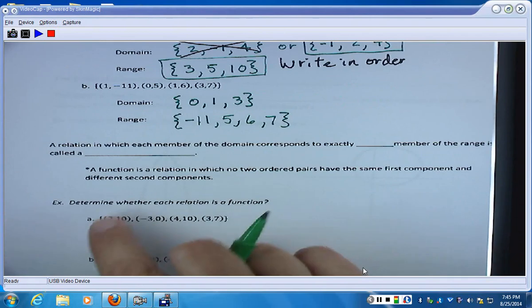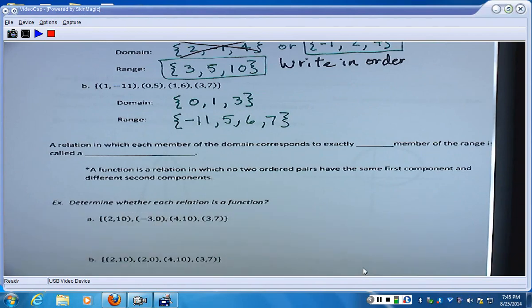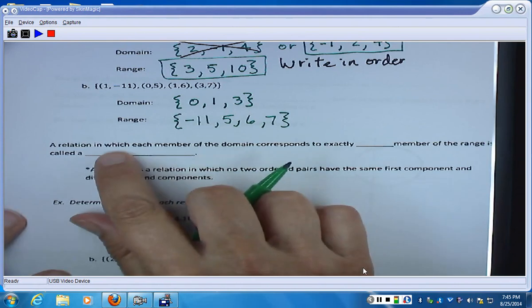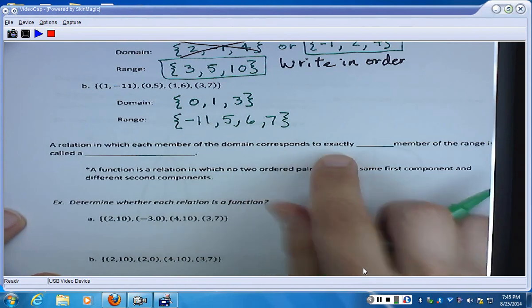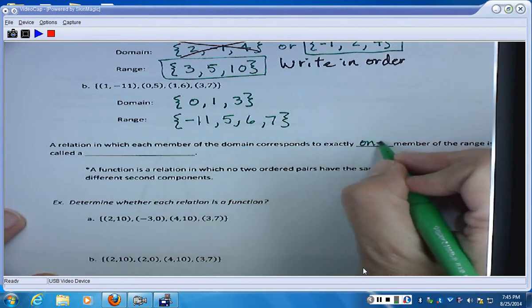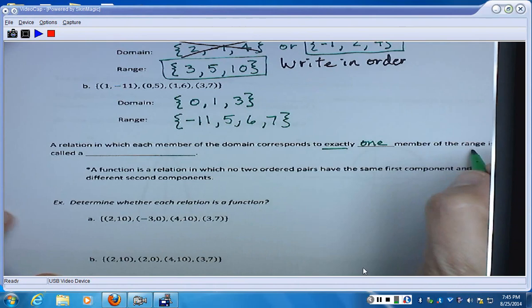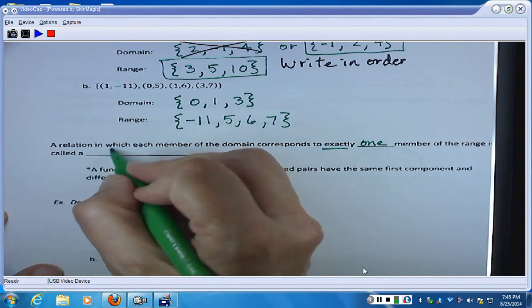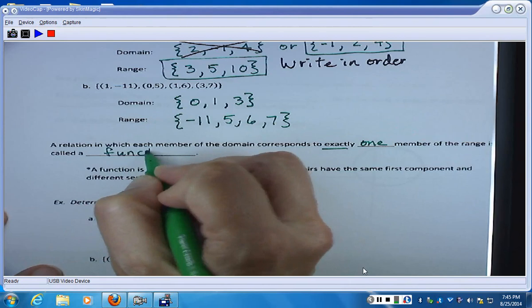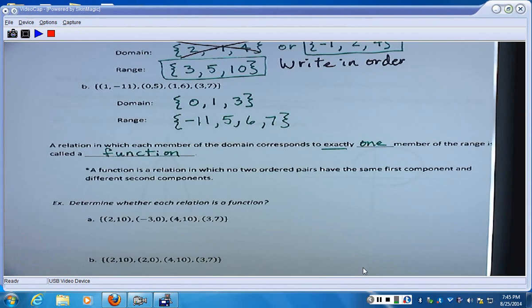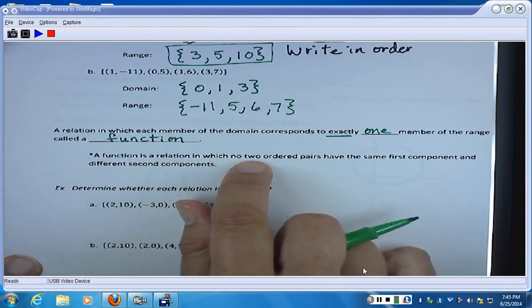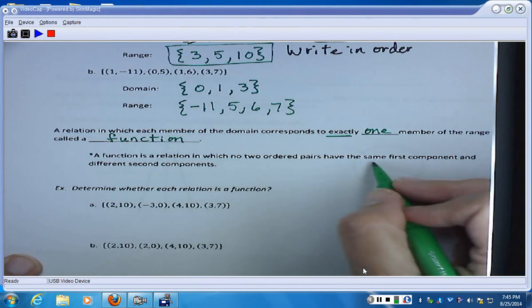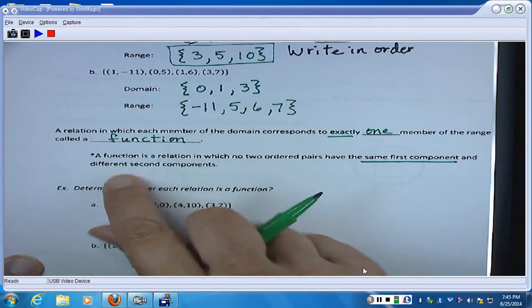All right. Now we're going to find out the definition of a function. Maybe you guys remember this. A relation in which each member of the domain corresponds to exactly one member of the range is called a function. And another way to put it is that a function's a relation in which no two ordered pairs have the same first component and different second components.